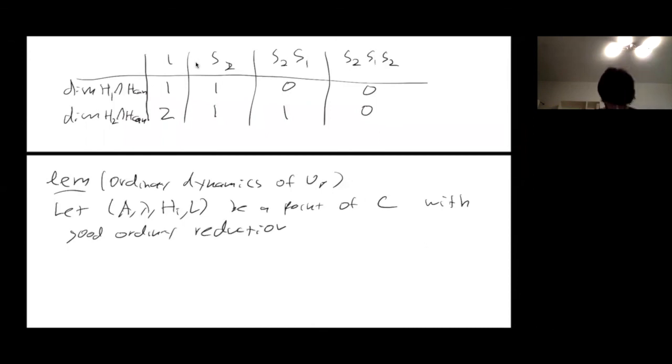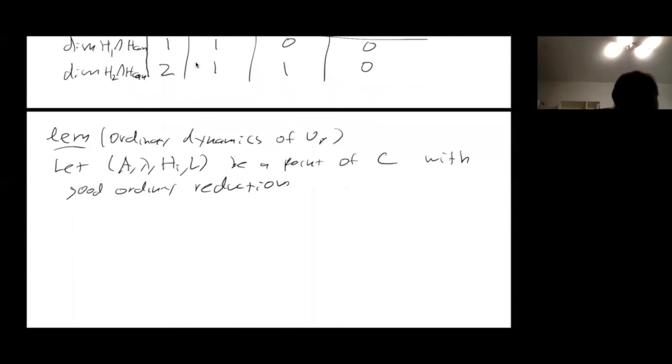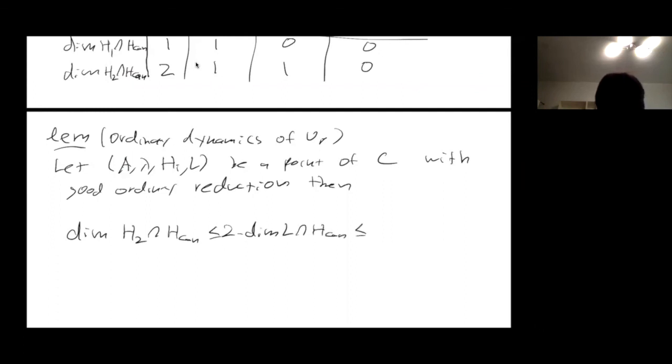Of course, by that I mean A has good ordinary reduction. So now we have some inequalities. The dimension of H2 intersect the canonical subgroup is less than or equal to 2 minus the dimension of L intersect the canonical subgroup, which is less than or equal to the dimension of H2 prime intersect H can prime.